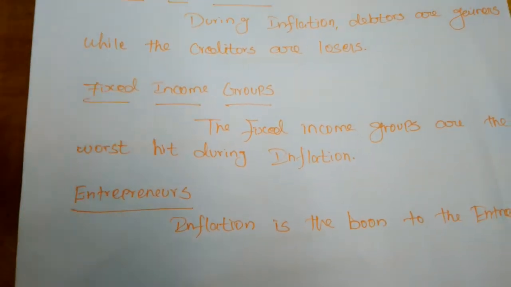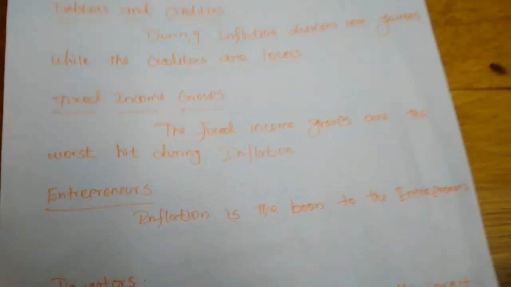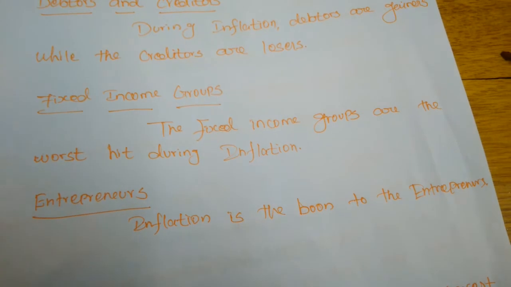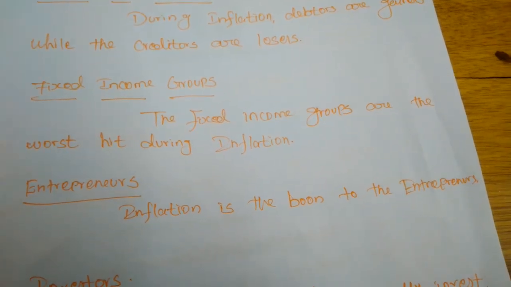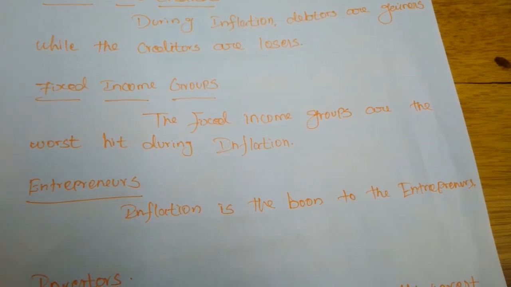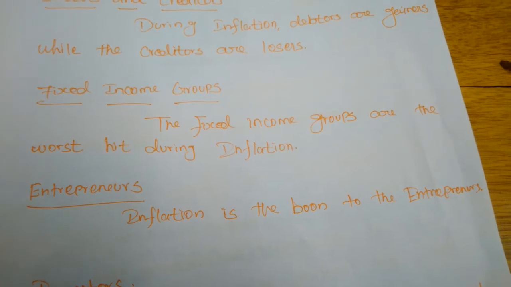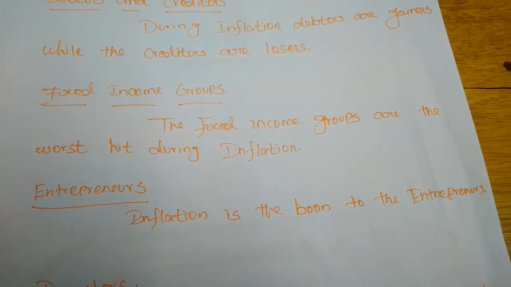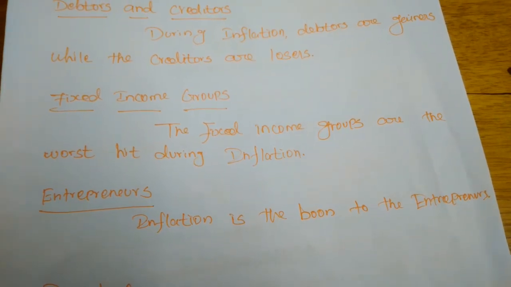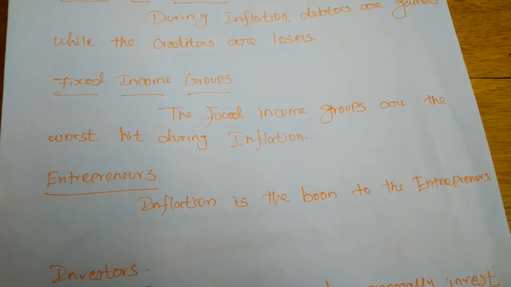Next, fixed income groups. How will fixed income groups be affected by inflation? The fixed income groups are the worst hit during inflation. Why? Normally, fixed income people get some amount of income as a fixed amount. Even in normal time, if they are getting 10,000 rupees, and that 10,000 rupees is only enough to fulfill their basic needs, then when suddenly an inflation situation arises, the prices of all commodities become higher. But their income always remains fixed.